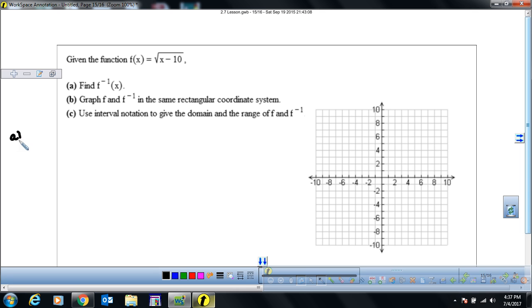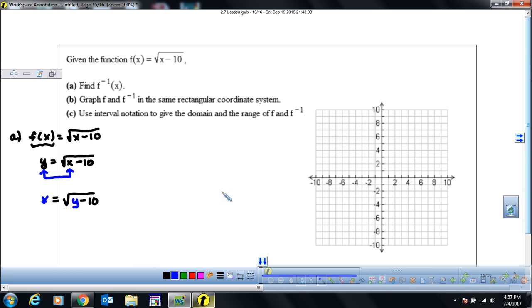So, letter A, we're going to find the inverse of this function, f of x equals the square root of x minus 10. In order for us to find the inverse of it, first we need to change the f of x to a y. So that's y equals the square root of x minus 10. Then we need to interchange the x and the y right here. So that means x equals the square root of y minus 10. So that's going to become a y right here.